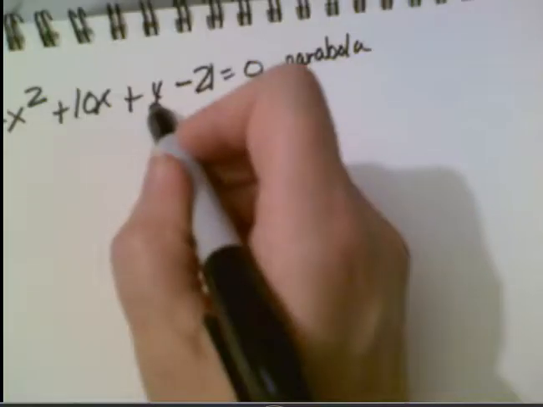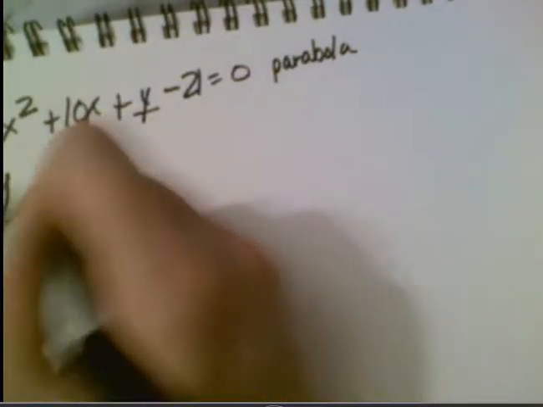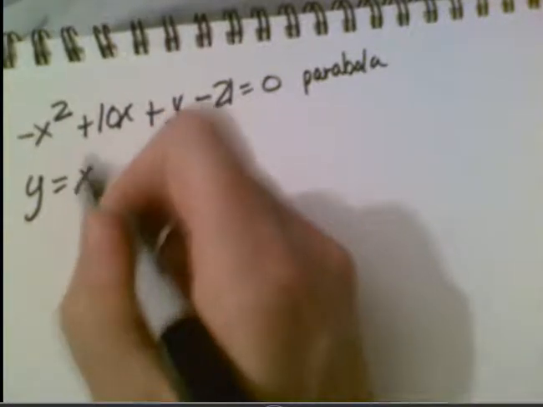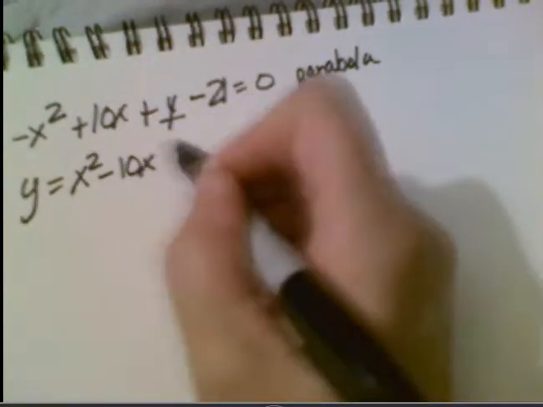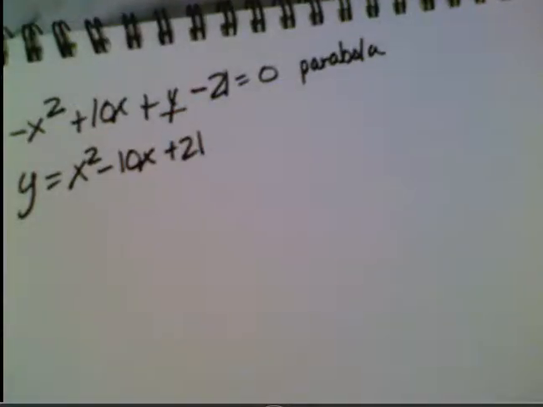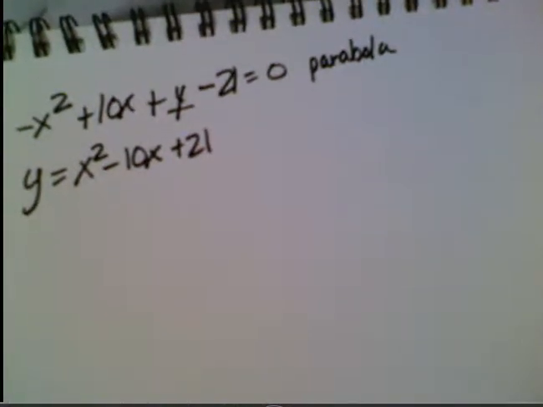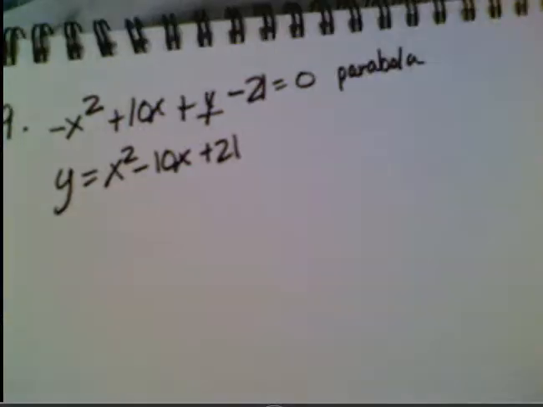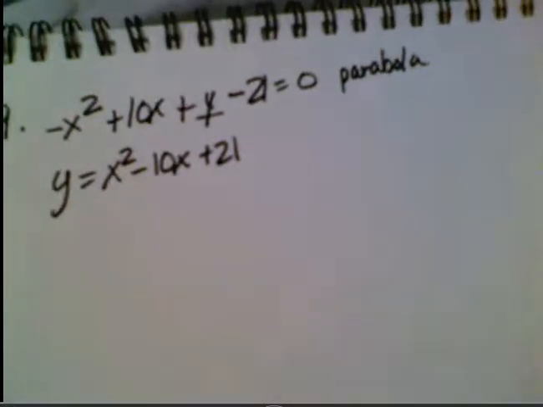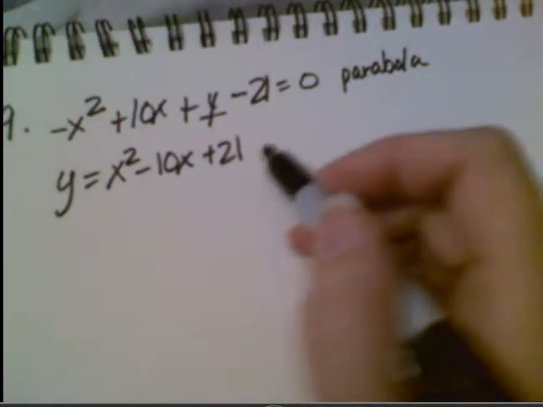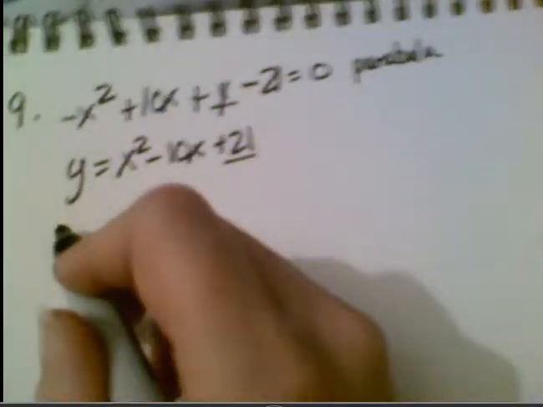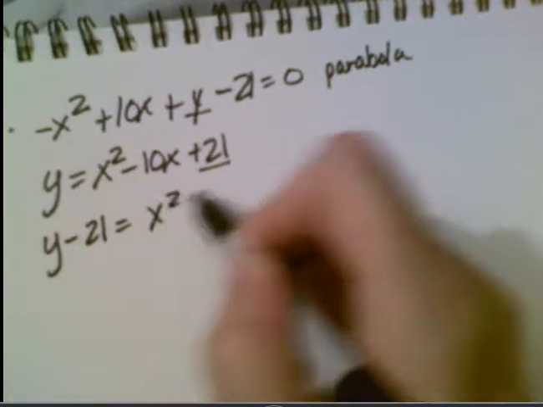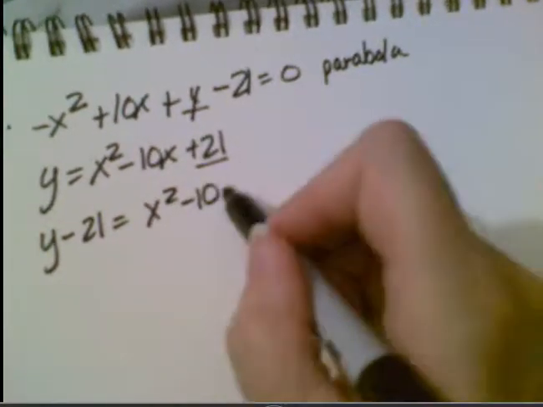So I'm going to keep y over here. And I have y equals, I'm going to bring the rest of this stuff over to the other side: x squared minus 10x plus 21. Now, if we wanted to be able to graph it, we're going to complete the square. So maybe to help me out, I'm going to move this 21 back over to the other side, y minus 21, just so I can keep all my stuff together. We'll move it back in a second.